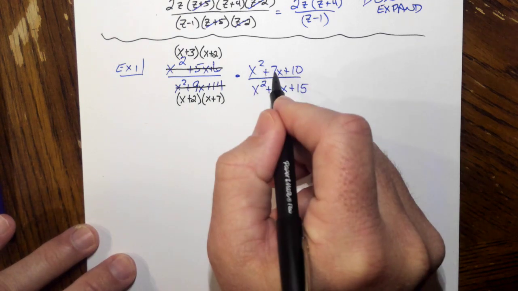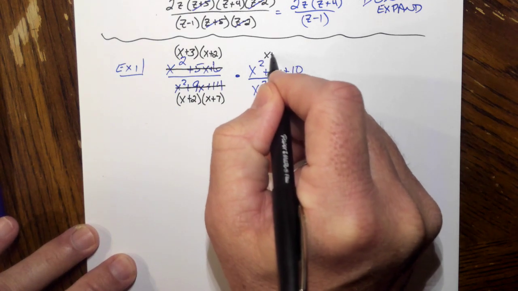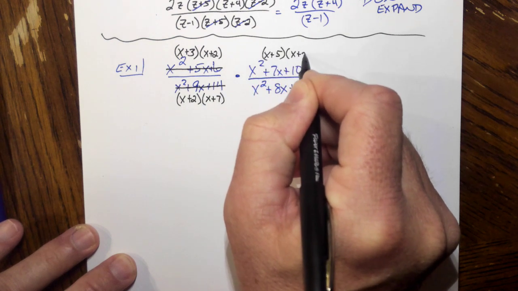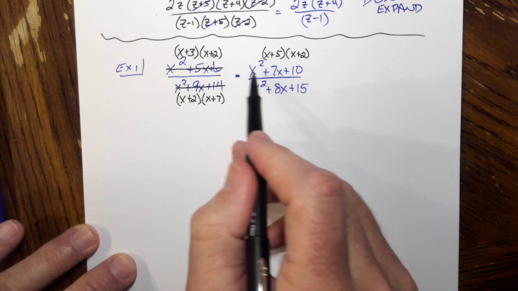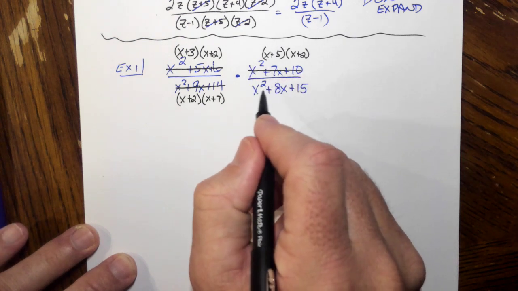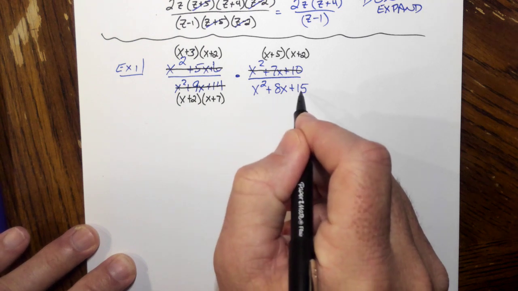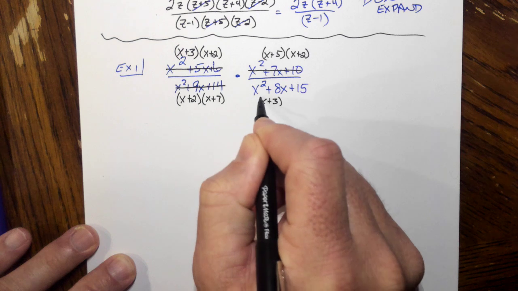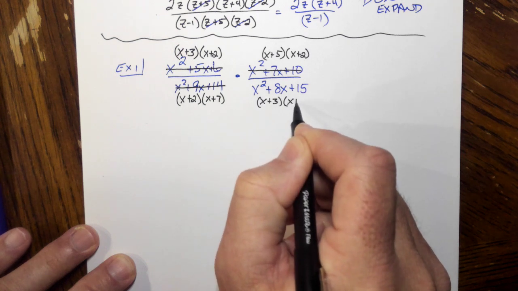All right, 2 factors here that add up to be 7. X plus 5, x plus 2. And yes, all of these are nice. I'm not using the AC method. You will in some cases. Please don't get lulled to sleep by this. And 2 factors here, x plus 3 and x plus 5.